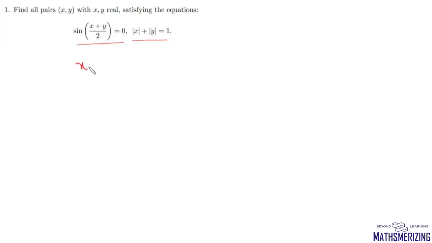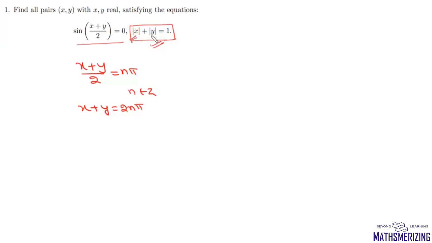So from here we can write (x+y)/2 must be equal to nπ, where n belongs to Z, or we can say x + y equals 2nπ. Now this second equation represents a square. So we'll draw these two graphs and then look for points of intersection, which represent the solution to this system of equations.